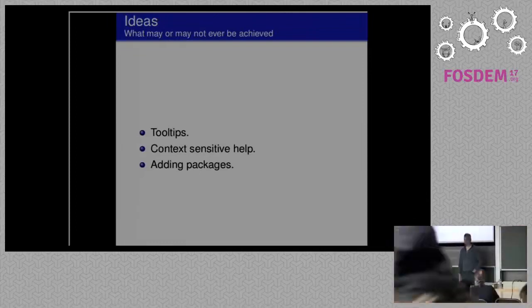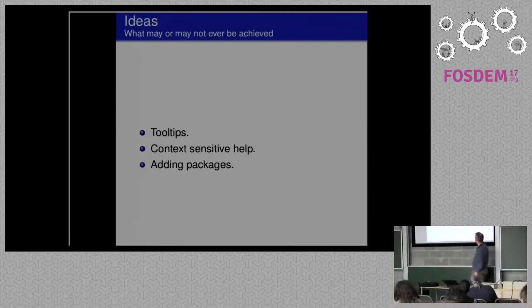Here are some ideas that some people came up with, and I'm still trying to work out whether they're good ideas or not. Tool tips, so that if you hover the mouse over a button, you might get some text saying what it's going to do, or you select that button without actually activating it.